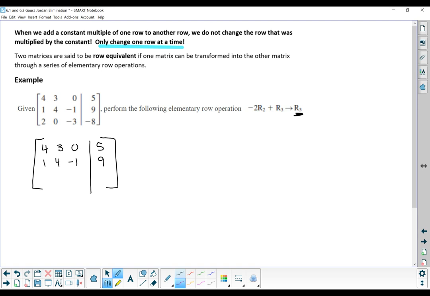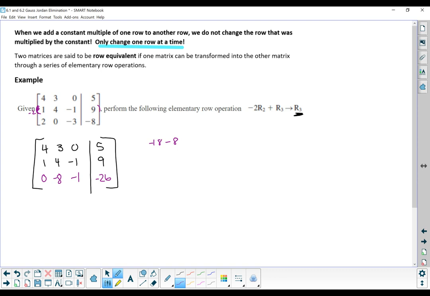We want to do -2 times row 2 plus row 3. -2 times this plus this. -2 times this plus the bottom row. -2 times 1 plus 2 gives me 0. -2 times 4 plus 0 gives me -8. -2 times -1 is +2. Plus -3 is -1. -2 times 9 is -18, and we want to add -8, so that's -26.